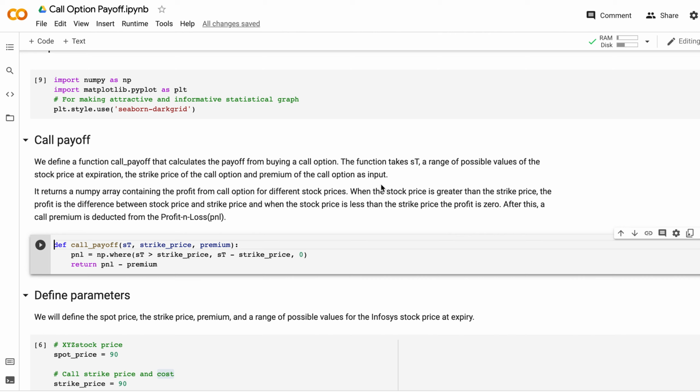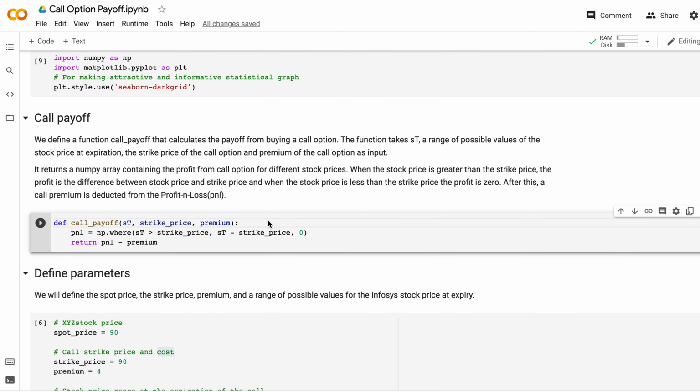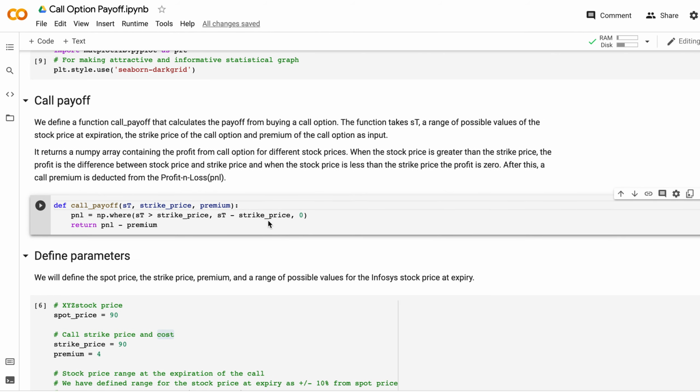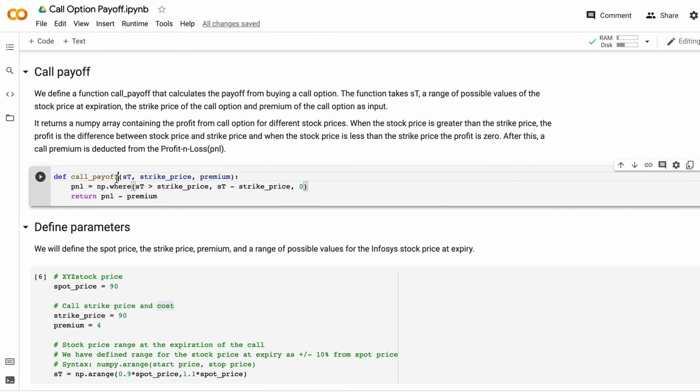When the stock price is greater than the strike price, the profit is the difference between the stock price and the strike price. And when the stock price is less than the strike price, the profit is zero. After this, a call premium is deducted from the profit and loss, right? Let's look at the function again. So as I said, here are the stock prices. That will be an NP array or just a single value, a scalar, right? Or strike prices. That is the strike price that you buy an option.